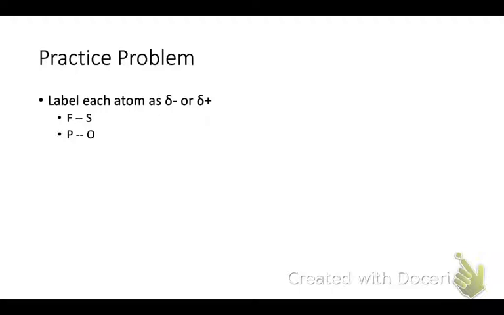Phosphorus and oxygen. In this case, oxygen is the more electronegative atom. Therefore, I'm going to have the dipole heading towards oxygen, partial negative on oxygen and partial positive on phosphorus.